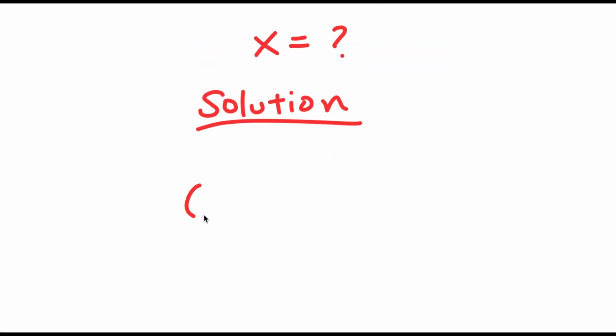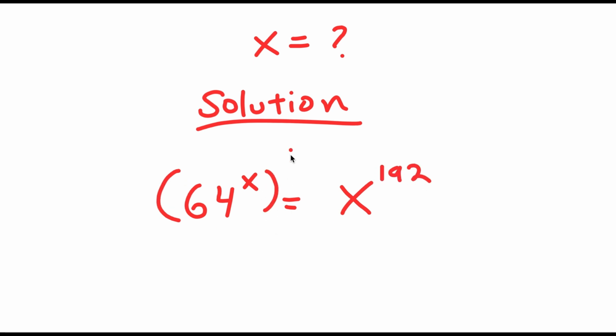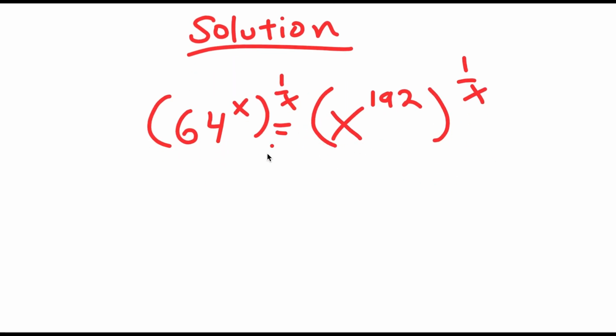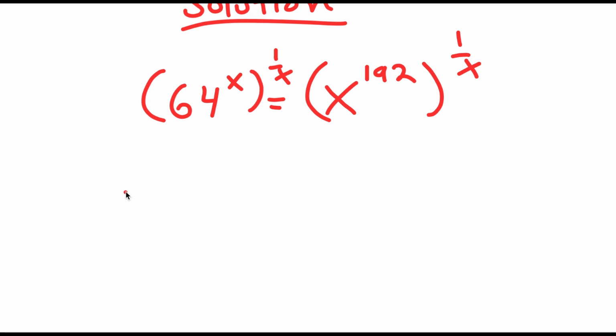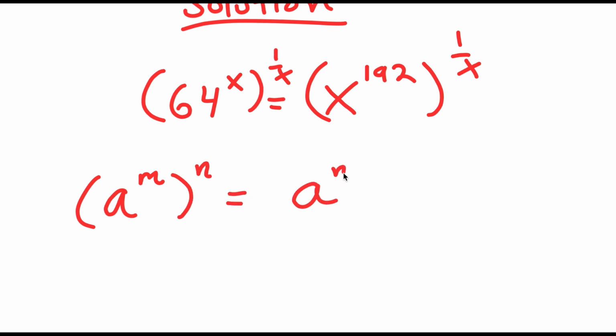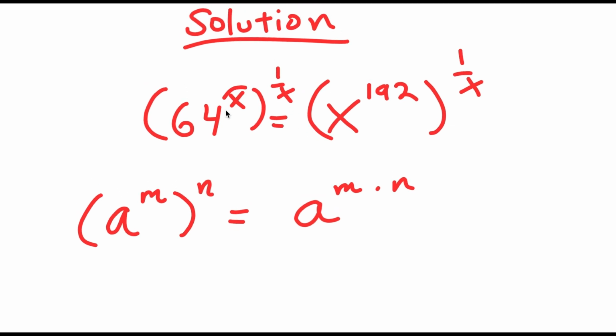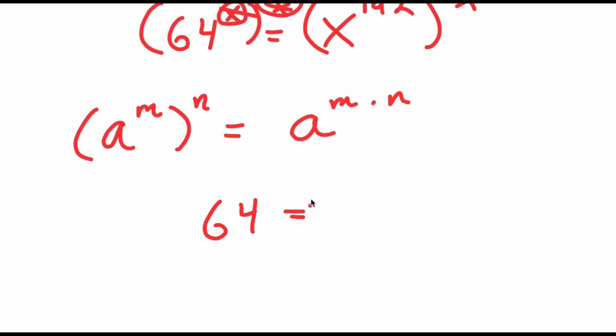So for my solution, I'm going to first start with my equation here, and I'm going to take the power of 1 over x on both sides. Now, if I have something in the form a to the power of m to the power of n, this is equal to a to the power of m times n. So in this case, x and 1 over x multiply, and because they're reciprocals, they cancel out. So I'm left with 64 is equal to x to the power of 192 over x.